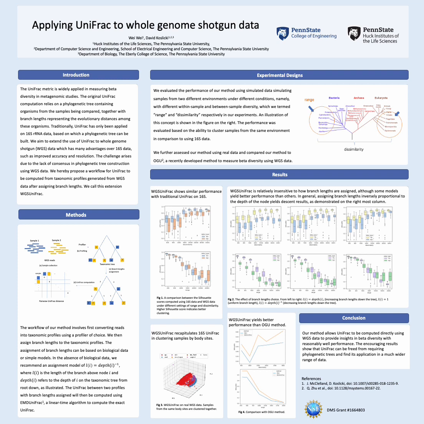In our research, we made a novel attempt to study the possibility of applying the UniFrac to whole genome shotgun data, which is better than the 16S data in terms of accuracy and resolution. However, unlike 16S data, it is almost impossible to construct a phylogenetic tree using WGS data. However, we can produce a taxonomic tree which is similar to a phylogenetic tree in structure, with only the absence of branch lengths. We developed a workflow to compute UniFrac using taxonomic profiles from whole genome shotgun data. We call this extension WGS UniFrac.